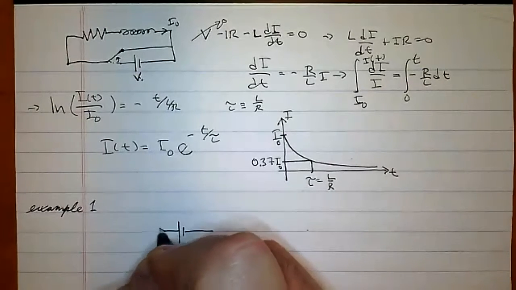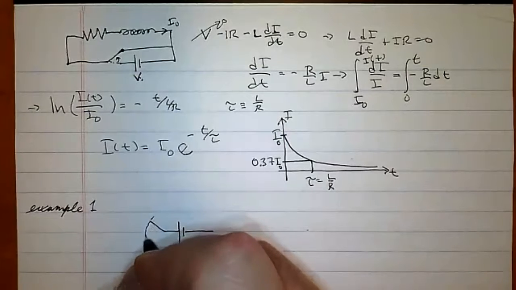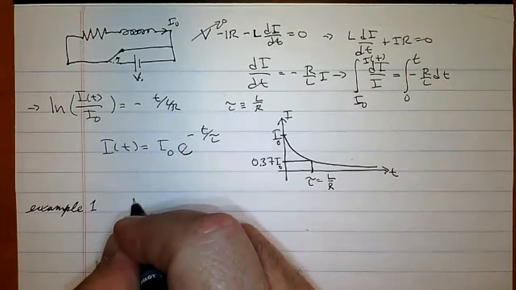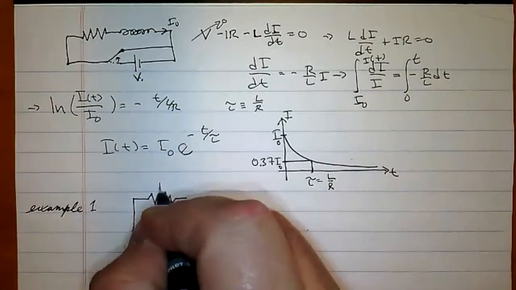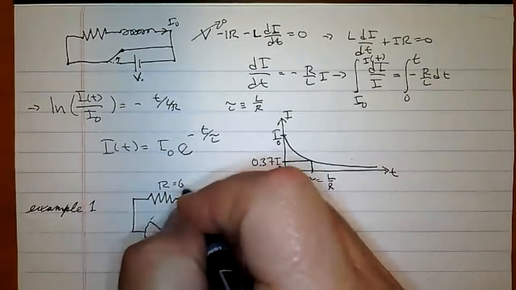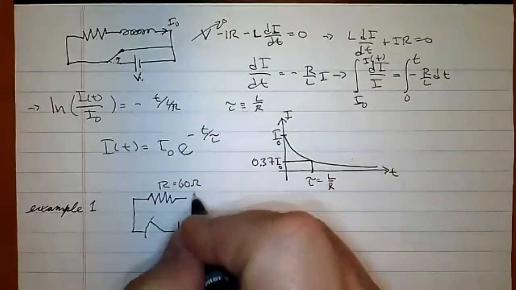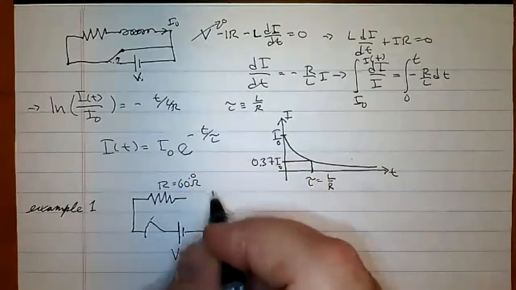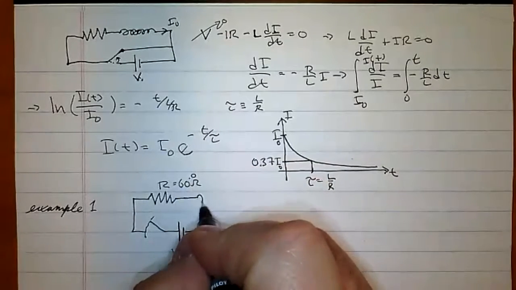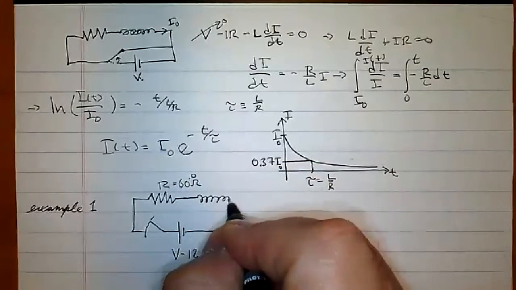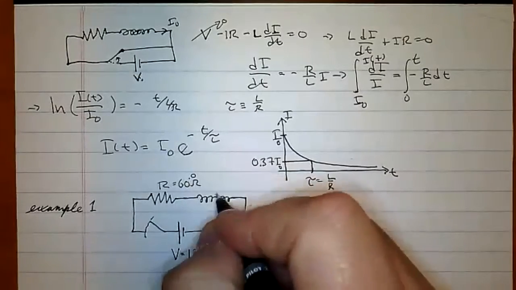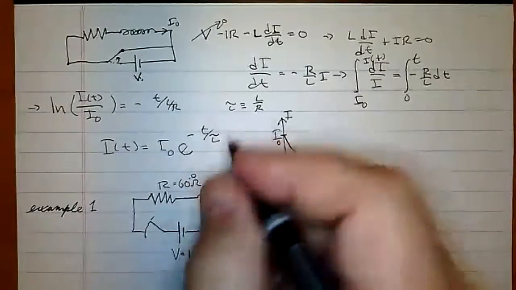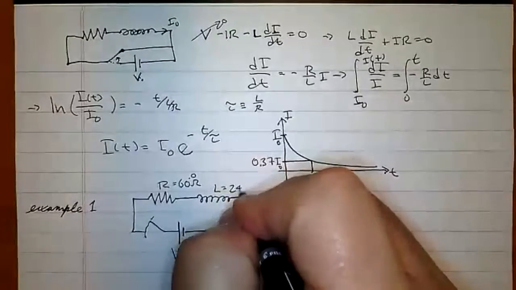And it's got a switch connected to it. And then from that switch, it runs to a resistor R, and that R is going to be 60 ohms. We'll call it 60.0 just so we'll have 3 sig figs. And then it's going to run through an inductor L, and that inductance is going to be 240 millihenries.